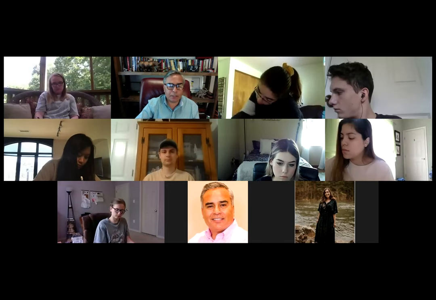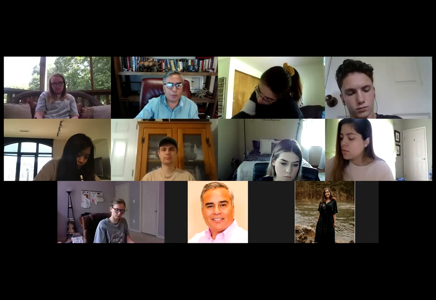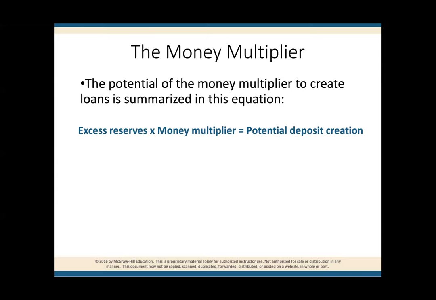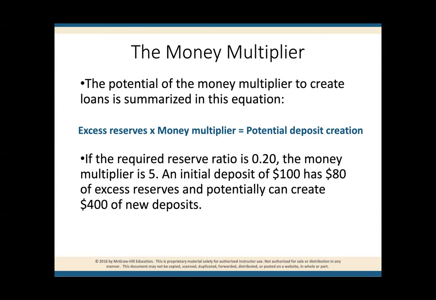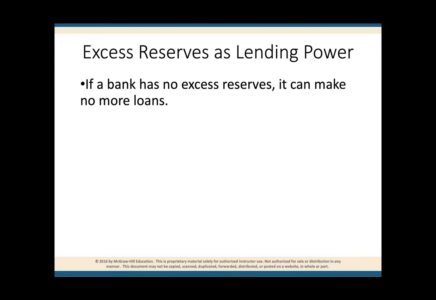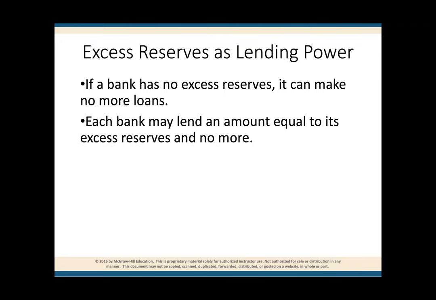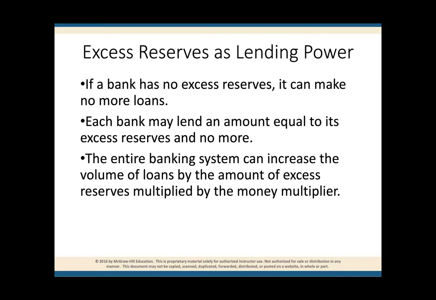So coming back to this, let's continue with the chapter. If the required reserve ratio is 20%, then the money multiplier is 5. I already told you how we do that. Very simple, right? It's simply 1 divided by the required reserve ratio. So if the bank has no excess reserves, then the bank cannot make any loans. Again, we already discussed this.